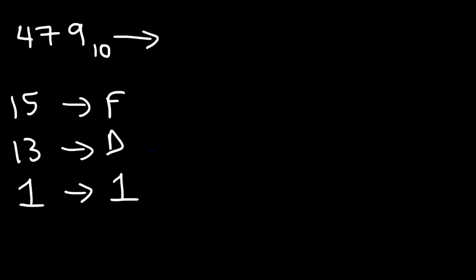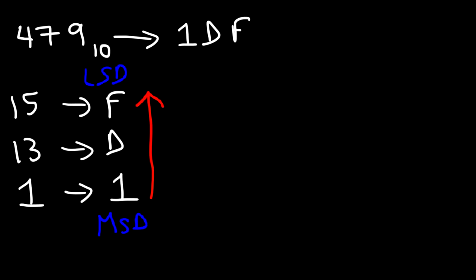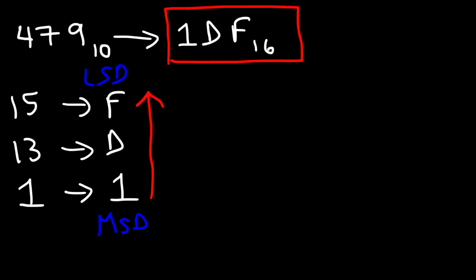Now 1 is the most significant digit, and F is the least significant digit. So we need to write it in this order, from the most to the least significant digit. So therefore, 479 in the base 10 system as a decimal is 1DF as a hexadecimal. We can write a subscript of 16 to indicate that this is a hexadecimal number. And so that's how you can convert a decimal number to a hexadecimal number using a calculator.